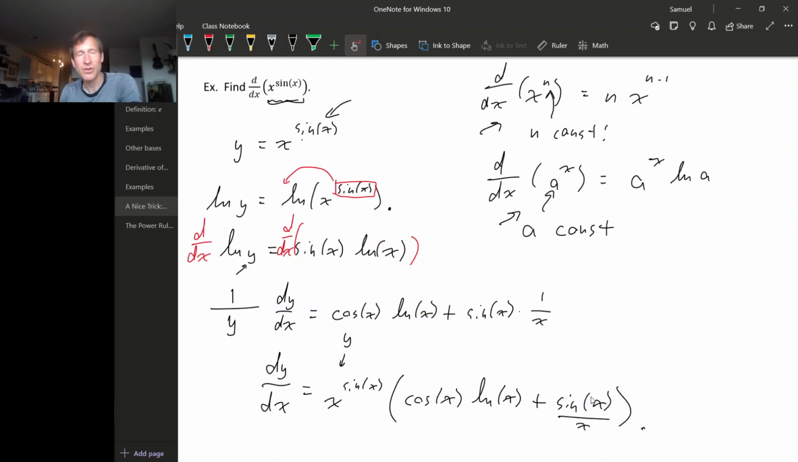All right, so the upshot of this is, right, for a power rule, the exponent has to be a constant. For this exponential rule, the base has to be a constant. If neither of them are a constant, you can use logarithmic differentiation to handle that situation.